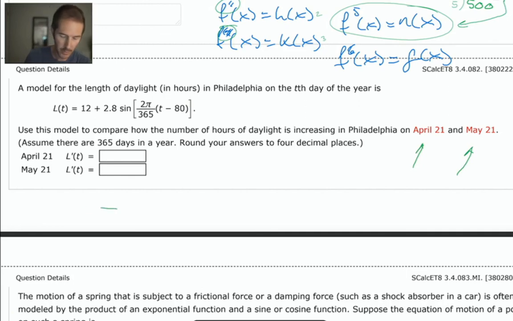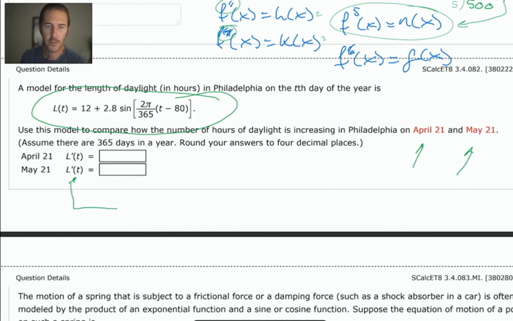And then you're going to be plugging those t values into your first derivative. So for April 1st and May 1st, you have different input values, but you're plugging those into the first derivative, which means the first thing you have to do is take the derivative of this lovely equation here, and that is going to require you to use the chain rule. If you want to distribute multiplication by 2 pi over 365, you could certainly do that first.